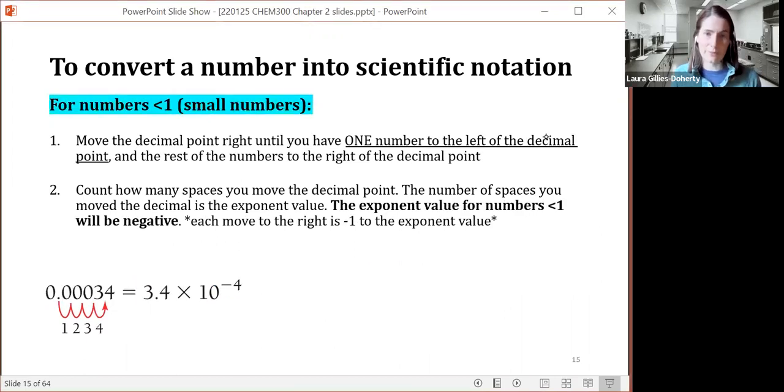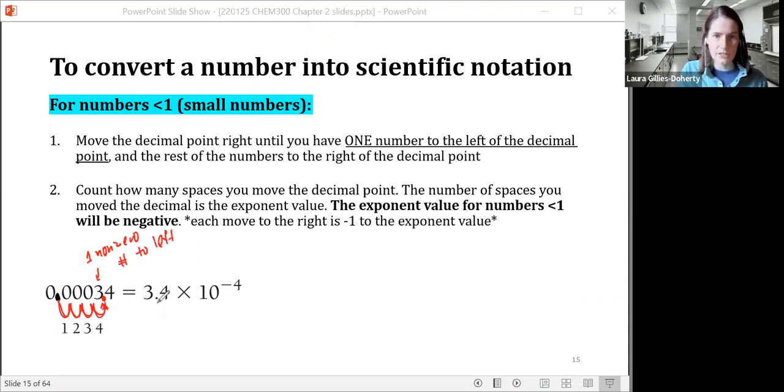Okay, so for small numbers, numbers that are less than 1, that are decimal values, we're going to do the same thing, except we're going to move the decimal to the right instead of to the left. So for small numbers, numbers less than 1, again, we're going to locate the decimal point. Here we have 0.00034. So here's our decimal point. And we're going to grab it and move it to the right this time, 1, 2, 3, 4 spots, until we only have one non-zero number to the left. So we end up with 3.4.